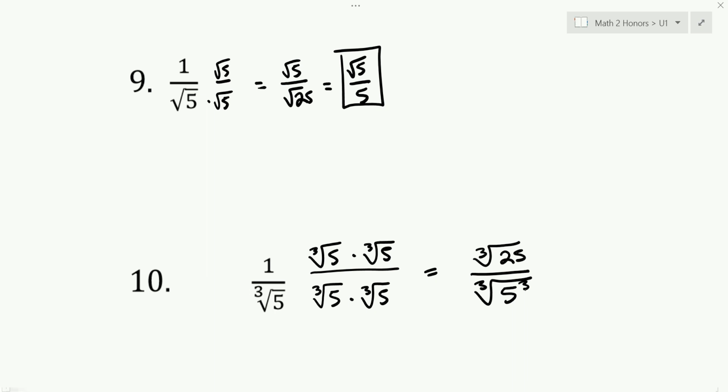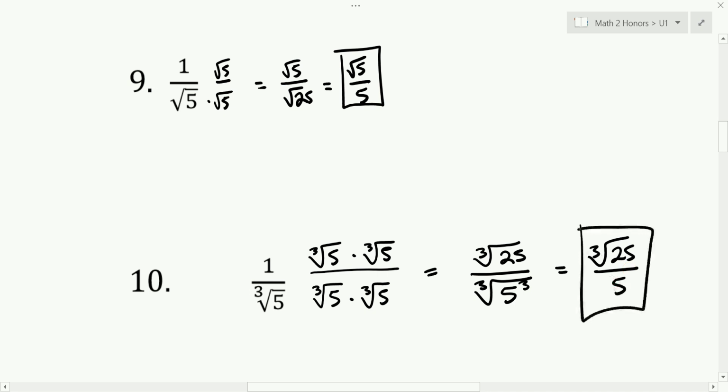And so, can I take the cube root of 25? No. There's only 2 5s there. Can I take the cube root of 5 cubed? Yes, that becomes 5. And so the 3 things we look for is, we know we're done if the denominator is rational, and it is. It's a 5.